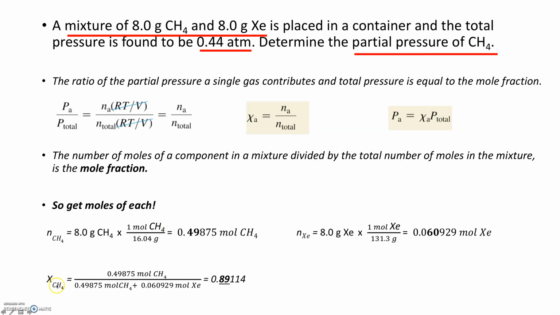So it makes sense that when I do the mole fraction for methane, part moles of methane over whole moles of methane and xenon, I get a much larger mole fraction of methane. So when I multiply the mole fraction by the total pressure, as this equation tells me, I can get the partial pressure of methane, and I see clearly that it's 0.39 atmosphere. And again, two sig figs, two significant figures, and it makes sense that the methane has a much larger partial pressure because I have more moles of it.